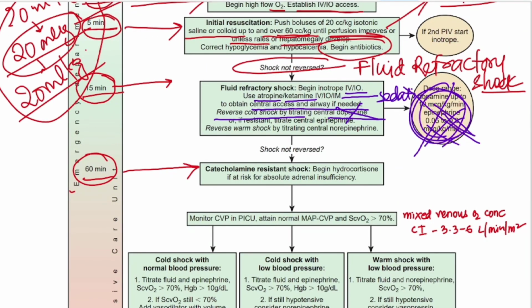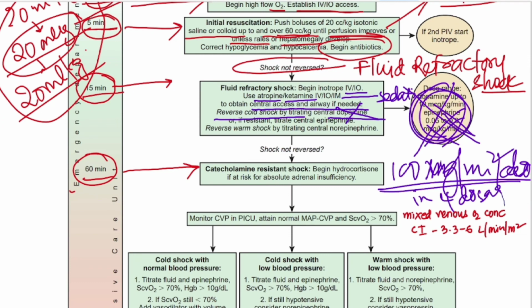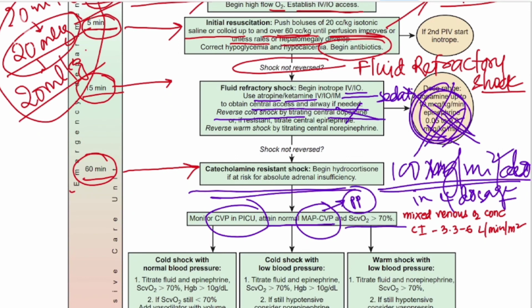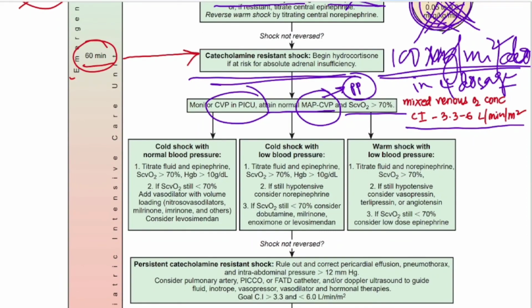If the patient has catecholamine resistant shock, then start hydrocortisone. The dose is 100 milligram per meter square of body surface per dose, if absolute adrenal insufficiency is present. If the patient is also in shock, then you have to do this fancy management: monitor CVP in the PICU, maintain normal MAP minus CVP, which means peripheral perfusion pressure, and ScvO2, which means mixed venous O2 concentration, and cardiac index, which should be within 3.3 to 6 liter per minute per meter square. Then the patient has catecholamine resistant shock and is still in cold shock with normal blood pressure. So what should be titrated again?